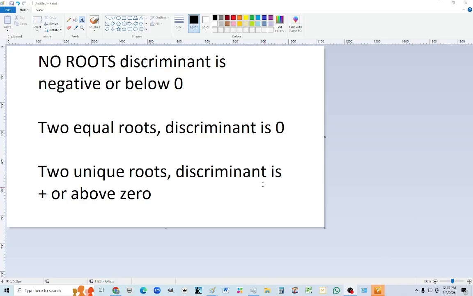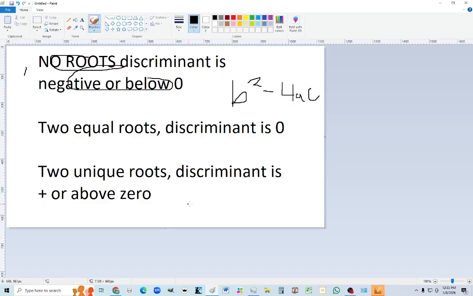Okay, the next question is sort of the reverse. It asks for the nature of the roots. There are really only three options, and it has to do with the discriminant, b squared minus 4ac. One, there are no roots. The discriminant is negative, or below zero.